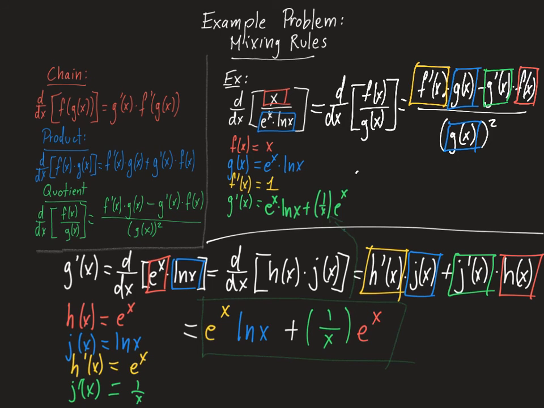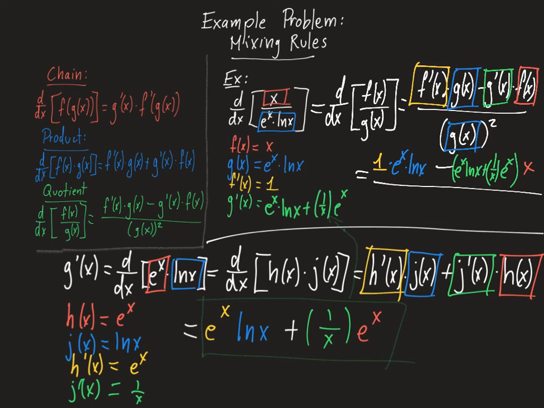All right, now let's plug everything in and finish all of this up. So first up, in the top, we have f prime of x, which is equal to 1. This is being multiplied by g of x, which is equal to e to the x times ln of x. Then we have a subtraction symbol. After the subtraction symbol, mind the parentheses. These are important. They matter. We have e to the x natural log of x plus 1 over x times e to the x, and close parentheses. And last but not least, in red, we have f of x, which is equal to x.